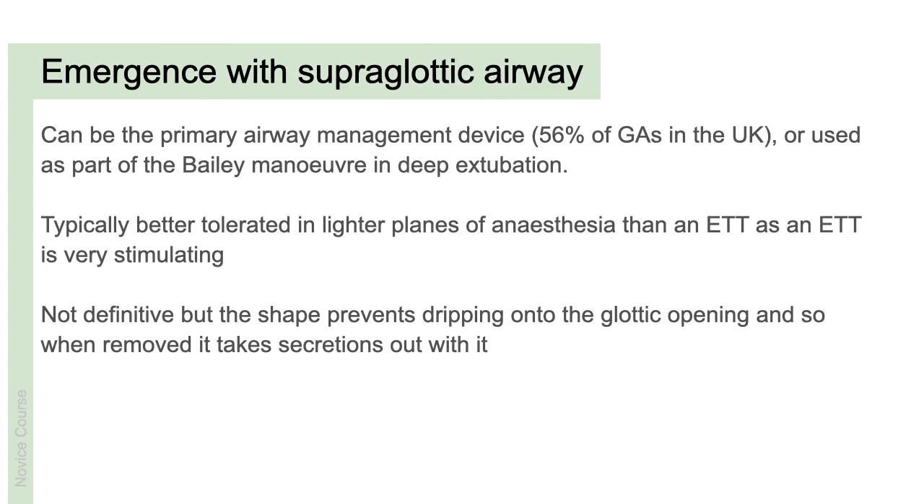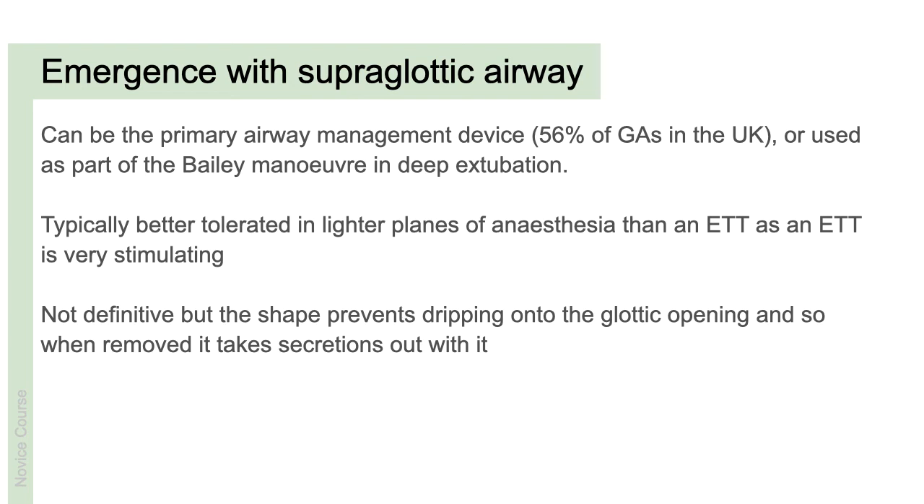Which brings us on to emergence with a supraglottic airway. Obviously not all general anaesthetics are performed with an endotracheal tube. In the UK, 56% of general anaesthetics are performed with a supraglottic airway device as the primary airway management device. And as we've spoken about with the Bailey maneuver, the supraglottic airway might be used to facilitate deep extubation. I mentioned that it's typically better tolerated in lighter planes of anaesthesia than an endotracheal tube.